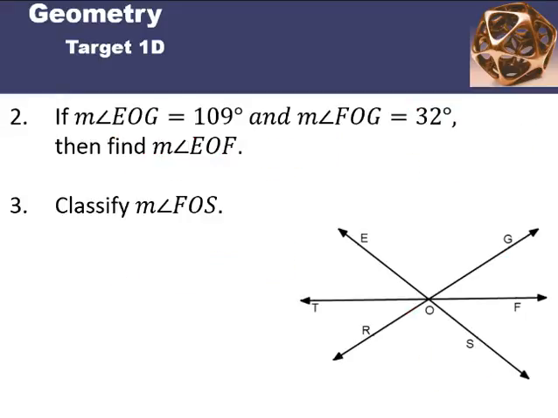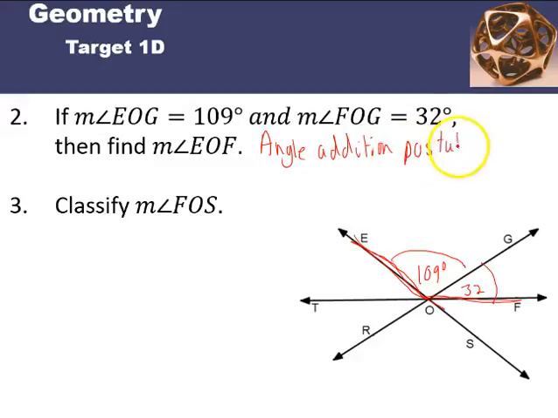Okay, number 2. We're given that EOG is 109, so this angle is 109, and FOG is 32. And we have to find EOF, so EOF is this big angle here. So this is like the segment addition postulate. I know that this part plus this part equals the whole. It's called the angle addition postulate. And it's part plus part equals whole.